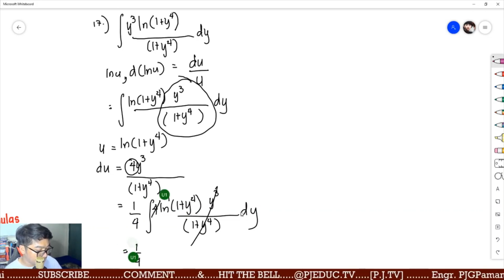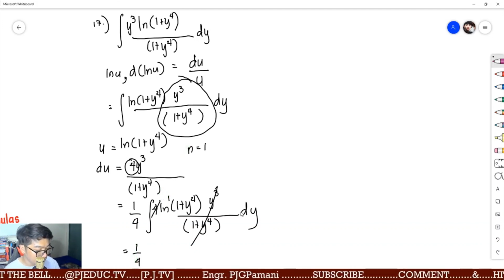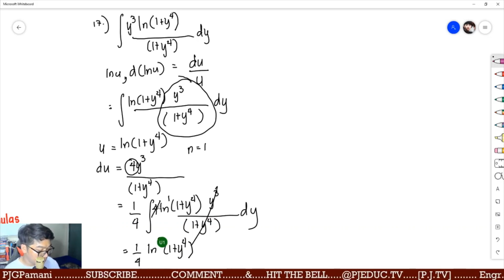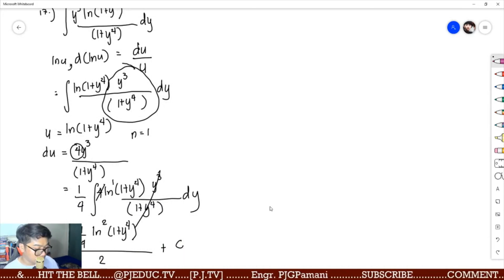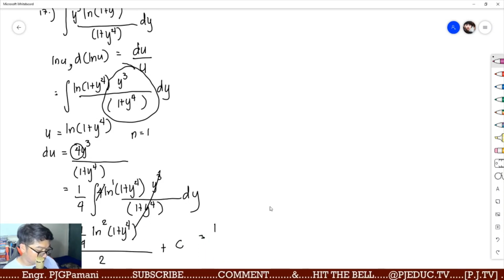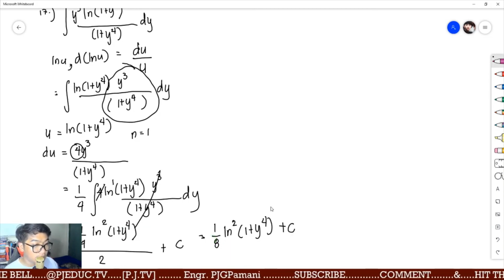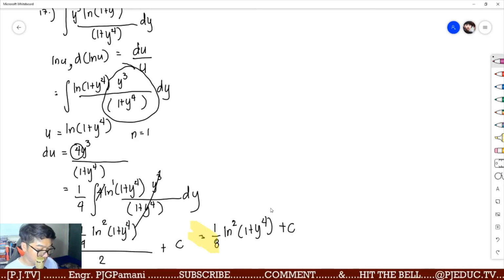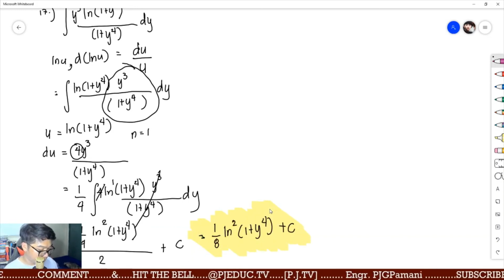1/4, meron yung exponent na 1. Nakalimutan nga isulat. n is equal to 1. 1/4 of ln squared, 1 plus 1, 2. (1 plus y raised to the fourth) over 2 plus c. Basically gives us 1 over 8 ln squared of (1 plus y raised to the fourth power) plus c. So, eto na yung ating final answer. Again, this is power formula.